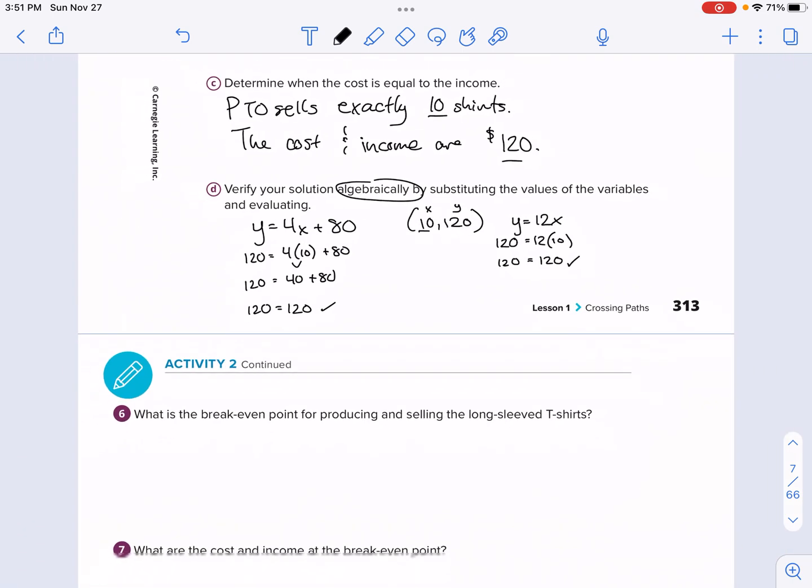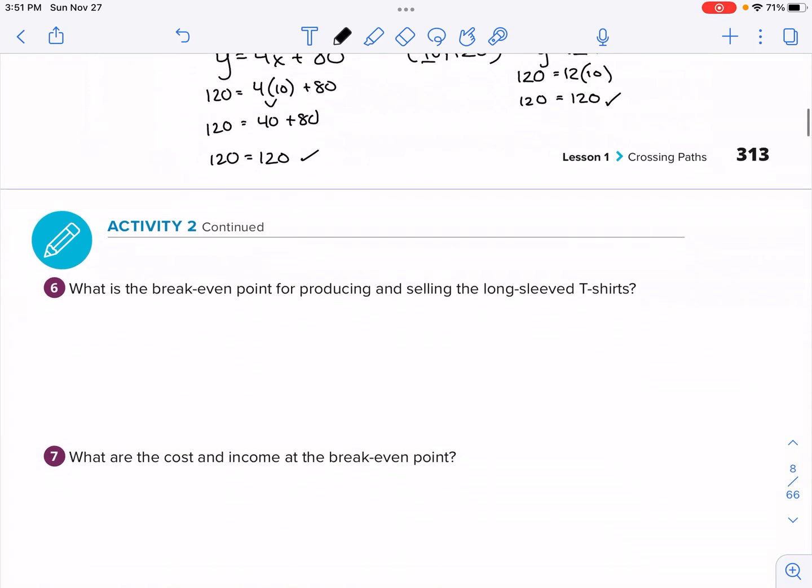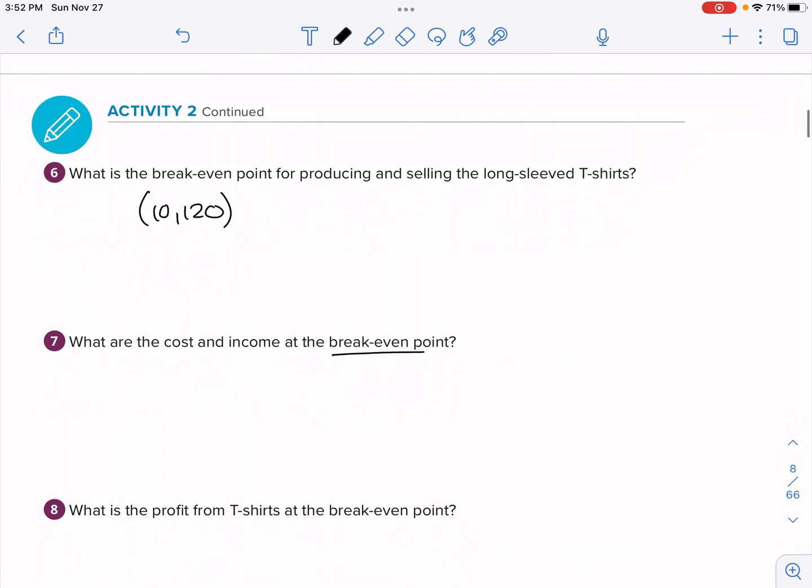Okay, let's finish analyzing activity 2, and then we'll get to activity 3 and call it there. What is the break-even point for producing and selling these long sleeve t-shirts, right? We already put it. It is 10, 120, 10 shirts. What are the costs and income at the break-even point? Where break-even point is when you're no longer negative and you become positive. Right, so the cost and income is $120 at the break-even point.